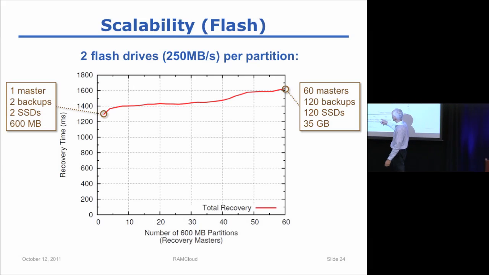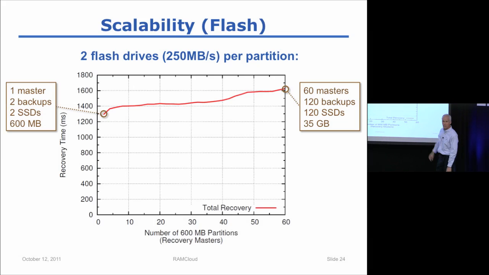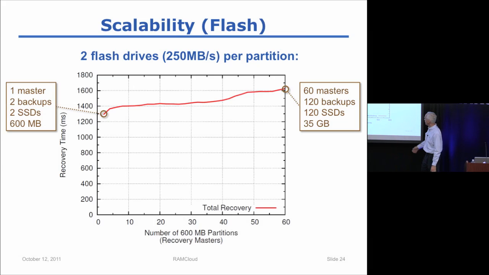But we still get pretty good scalability. Recovery time increased by about, I believe, 15%, going from 1 master out to 60 masters. And by the time we get out here, we're recovering 35 gigabytes of data. So with 60 machines, we're getting about 35 gigabytes of data. That means we need up around 100 to 120 machines to recover a 64 gigabyte master.